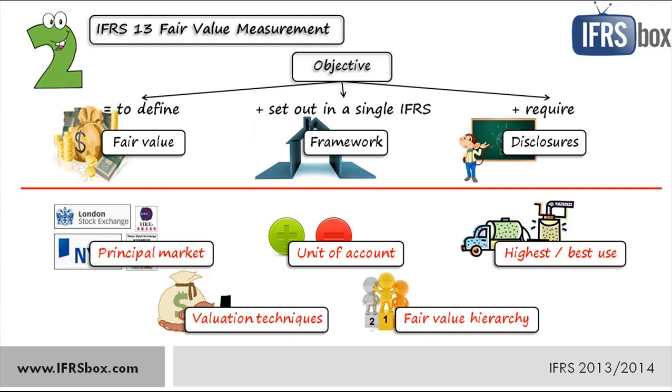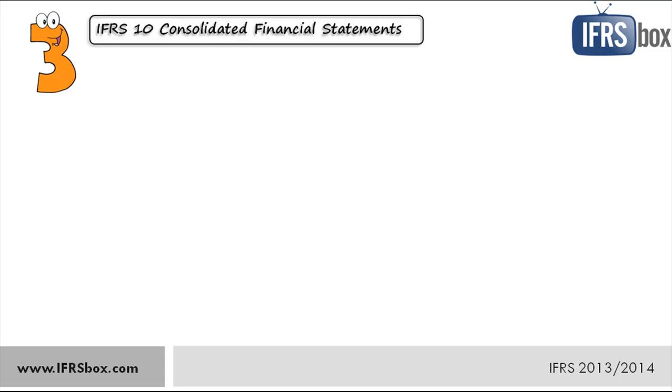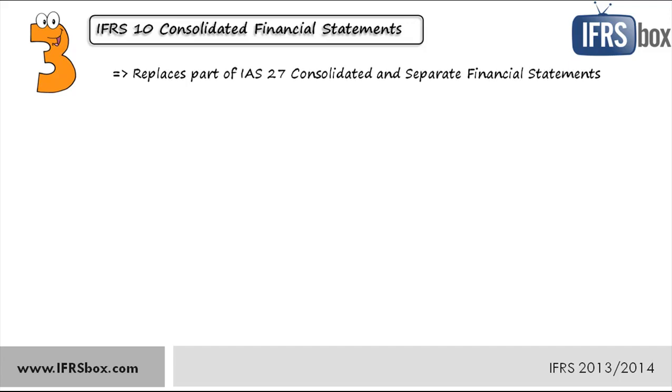The third big change, valid for the period starting 1st January 2013 in IFRS, is the new standard IFRS 10 on the consolidated financial statements. This standard partially replaces IAS 27, consolidated and separate financial statements. So currently, IAS 27 applies only for separate financial statements.